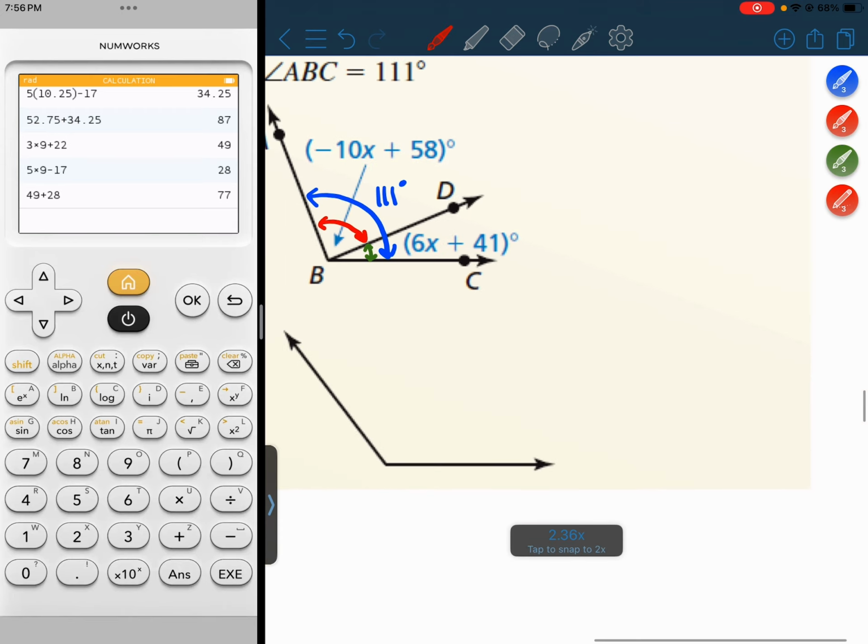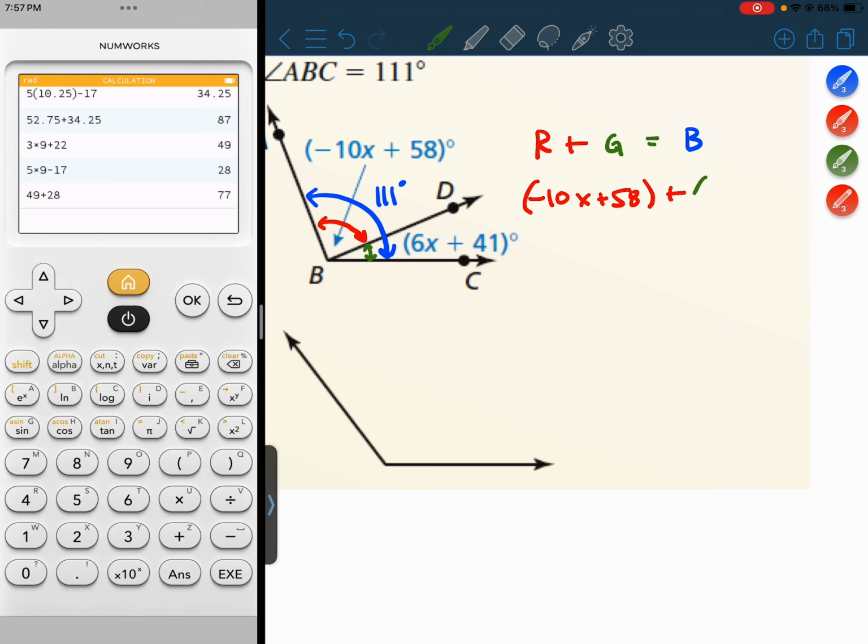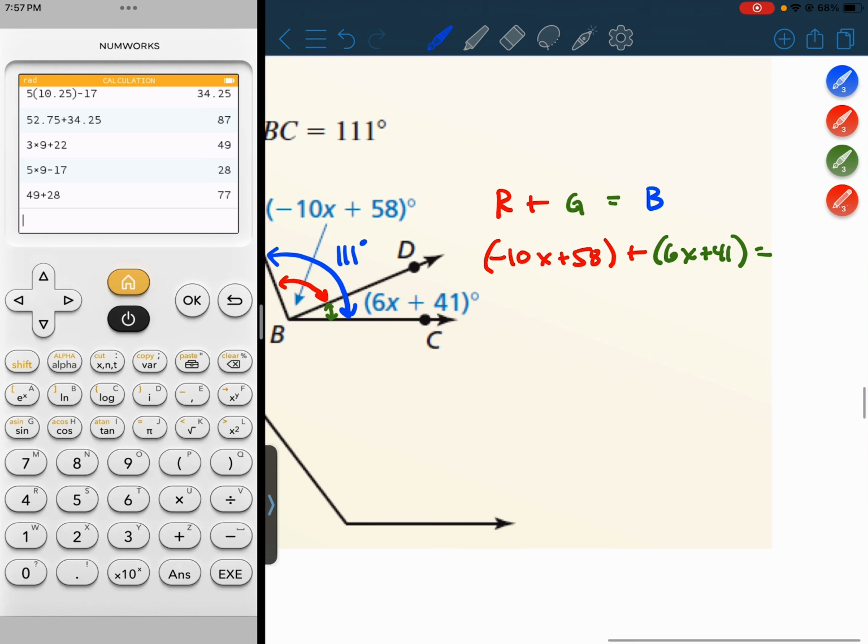So red angle plus green angle equals the blue angle. Now we'll just substitute all the variables and numbers. The red angle is negative 10x plus 58. Our green angle is 6x plus 41. And the blue angle is 111. I'm going to go a lot slower here, so hopefully I don't make a mistake like last time.